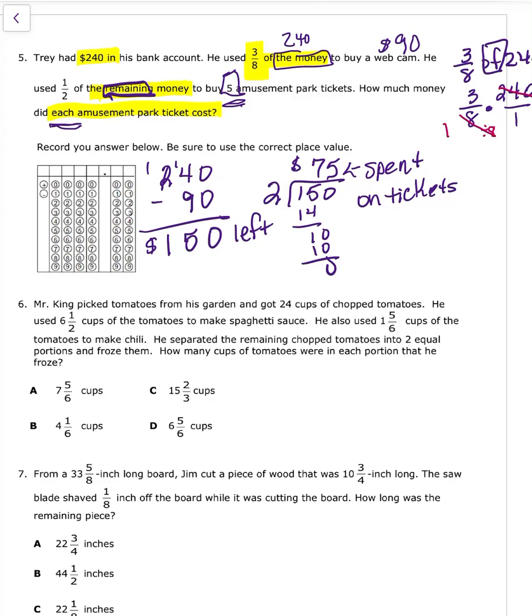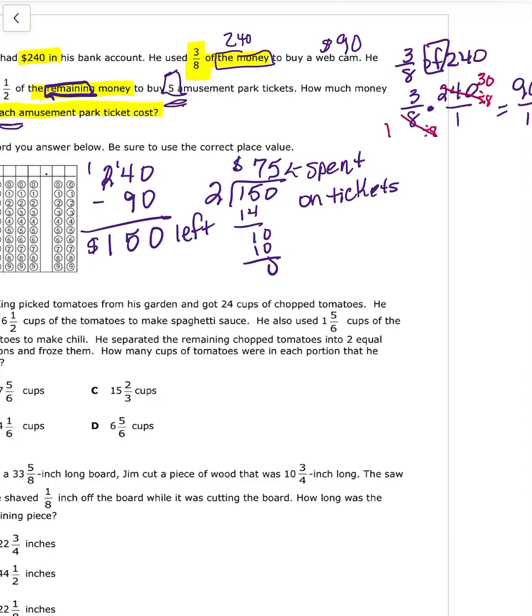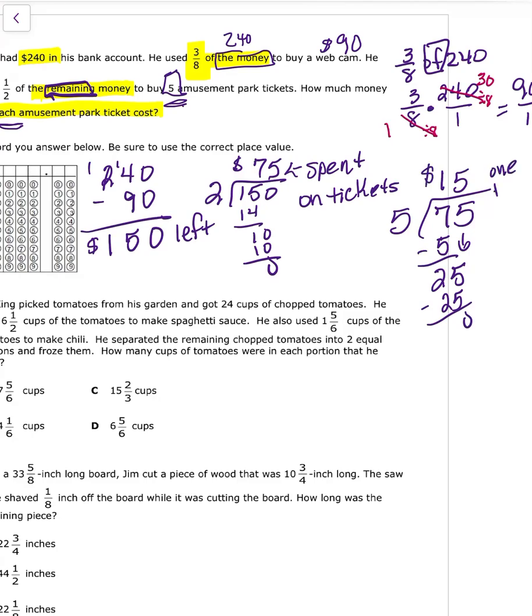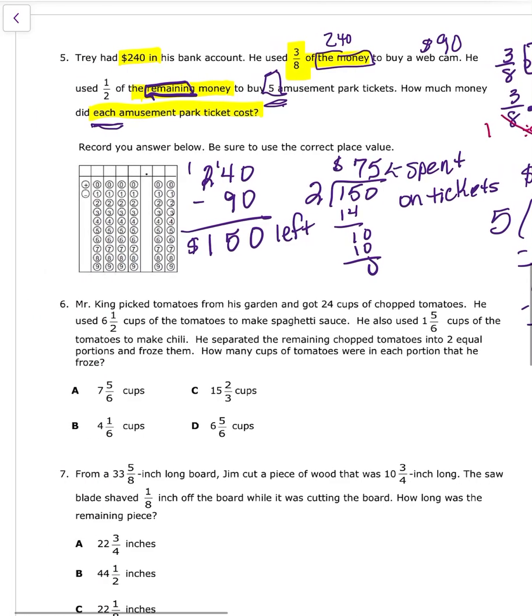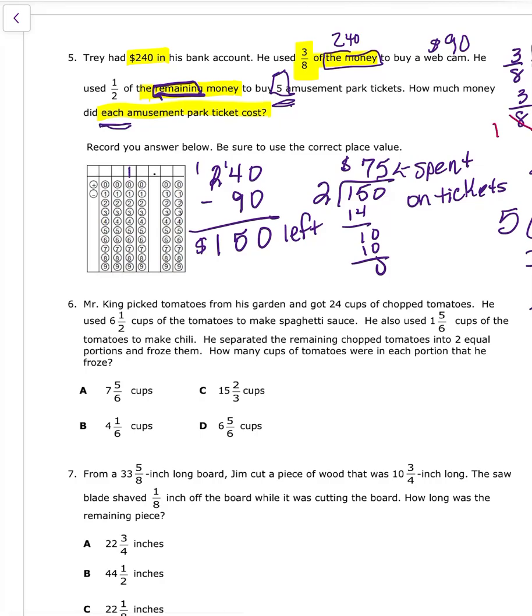To figure out how much one cost, we would have to break it up into 5 groups, right? So 75 divided by 5. So that's 1. A lot of work on these questions. So 15. So one ticket was $15. Okay, go ahead and grid that. I want you to grid it first and then you can check, okay? Make sure you gridded it right. All right, so 5 goes in the ones place and then the 1 goes in the tens place.